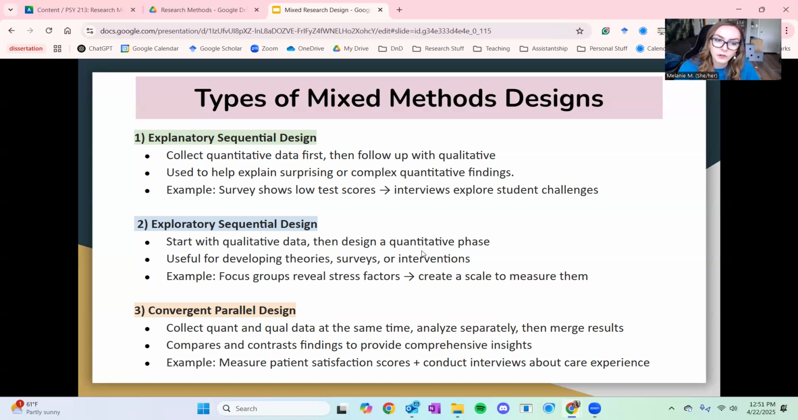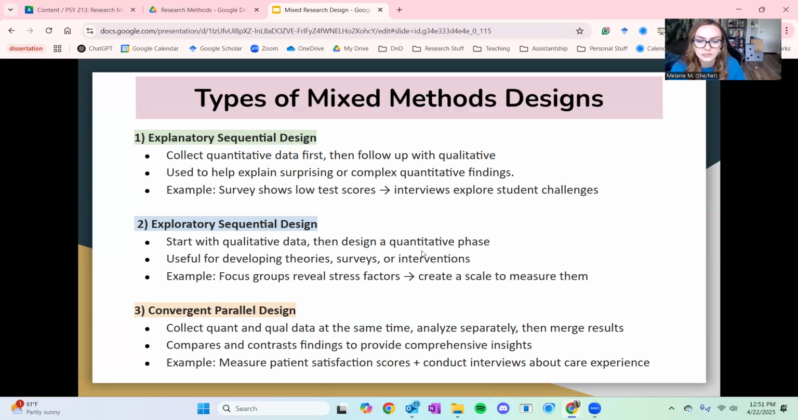And then we have something called a convergent parallel design. And this is when we collect both quant and qual at the same time. It's not that same temporal, like quant then qual, qual then quant. We collect them both at the same time from the same group of people. We analyze them separately, and then we merge them to make sure we're getting the same information from both and make sure we're not missing anything in either of those approaches. So we compare and contrast to make sure we have that really comprehensive understanding.